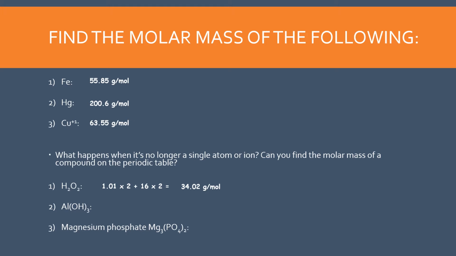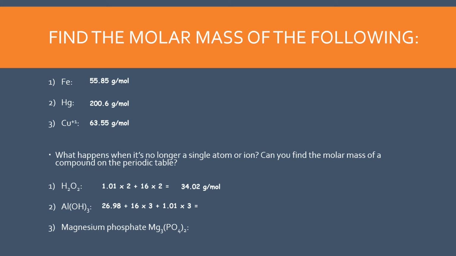In number 2 here, we have aluminum hydroxide, and we have a 3 outside the OH ion. So aluminum is by itself, so we just look up the molar mass for that. Now the 3 distributes to both the O and the H. So remember, there's imaginary ones behind the O and the H, so you take 3 times 1 to both of them, so you have 3 of each.